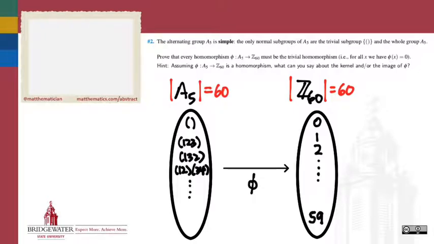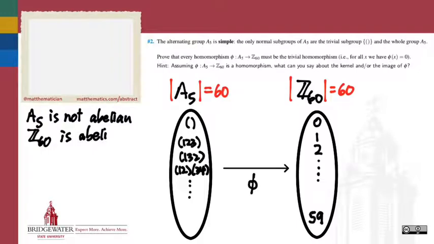So, group in the middle. How did you make the argument that this must be a trivial homomorphism? Where does this argument start? A5 is not commutative and Z60 is commutative. Okay. So A5 is not abelian and Z60 is abelian. So they can't be isomorphic. All right, so that's a really key observation for later on.